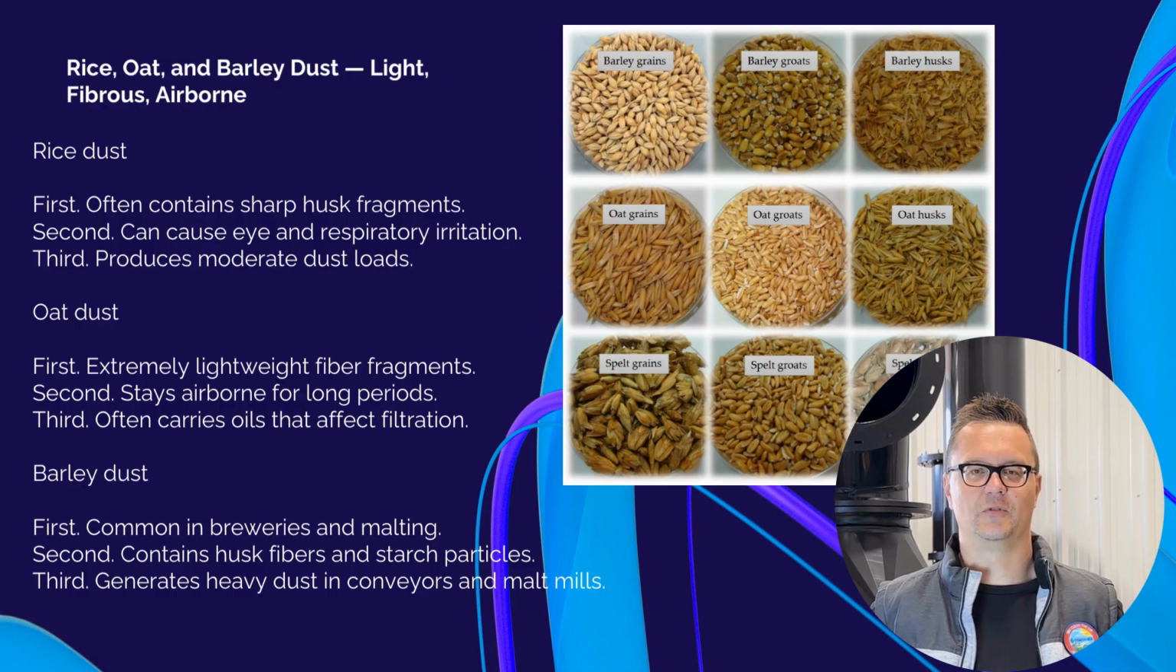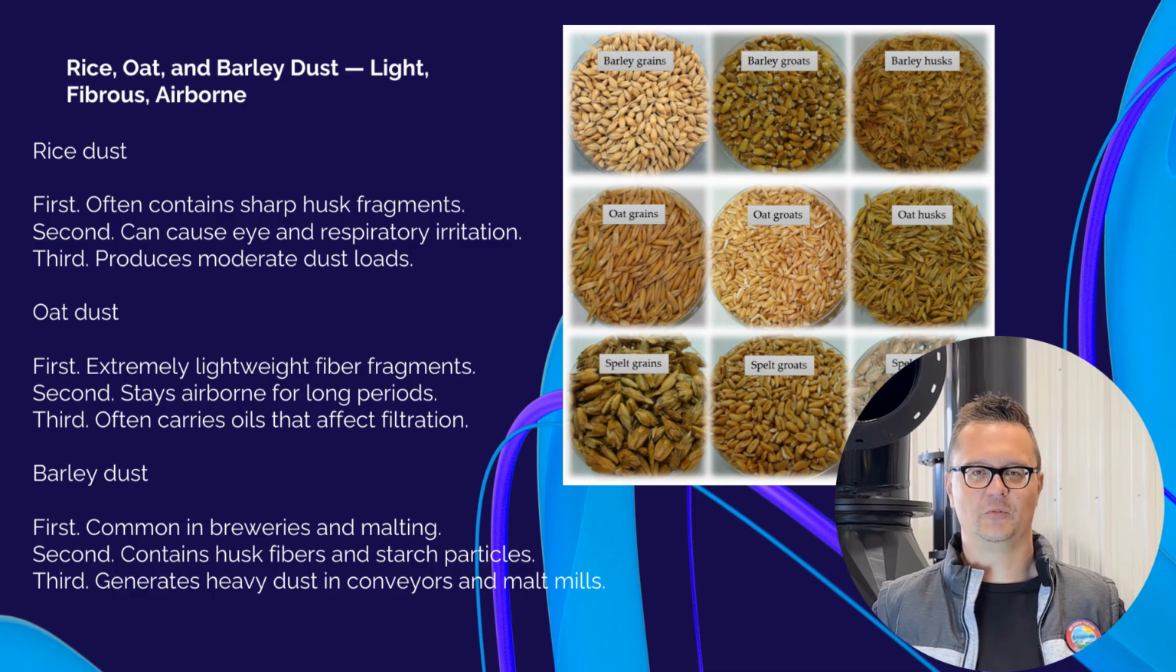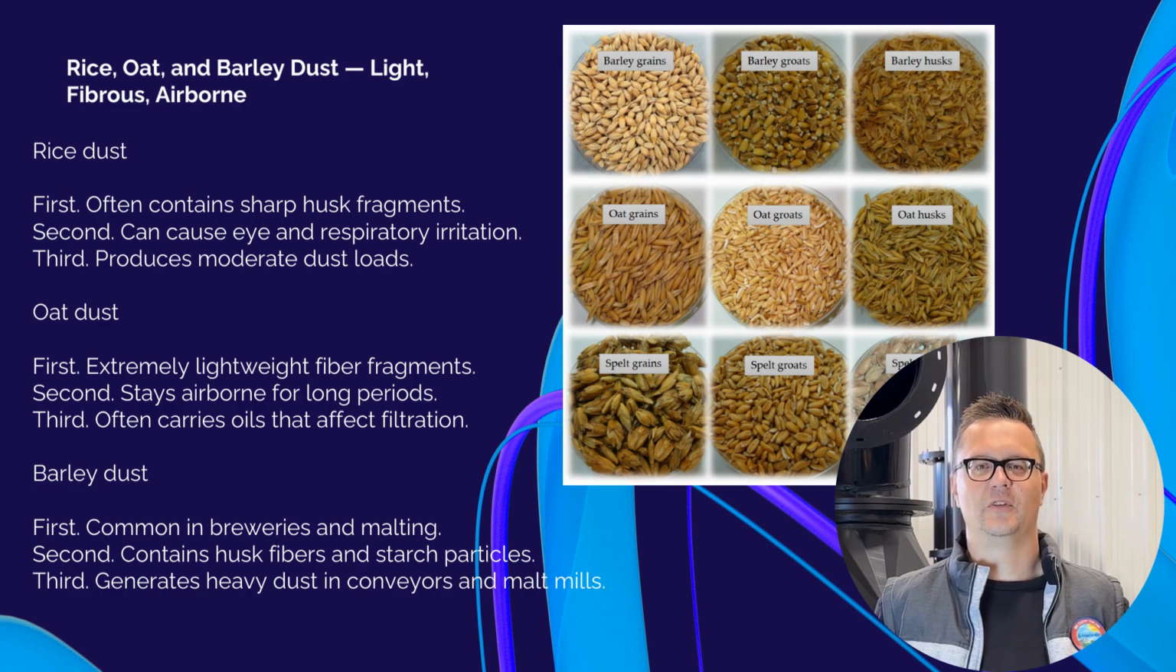Barley dust, first, is common in breweries and malting. Second, it contains husk fibers and starch particles. Third, it generates heavy dust in conveyors and malt mills. All of them form explosive dust clouds, especially during conveying and sifting.